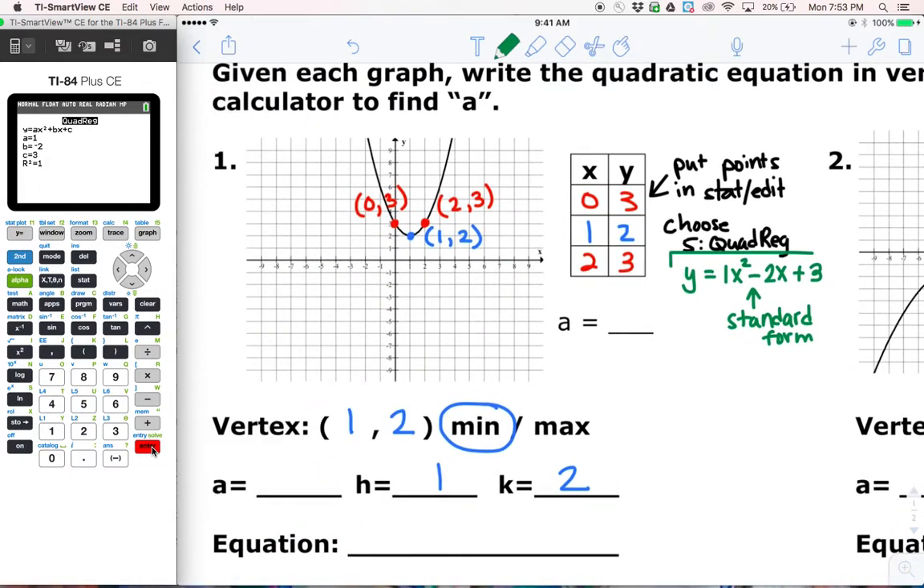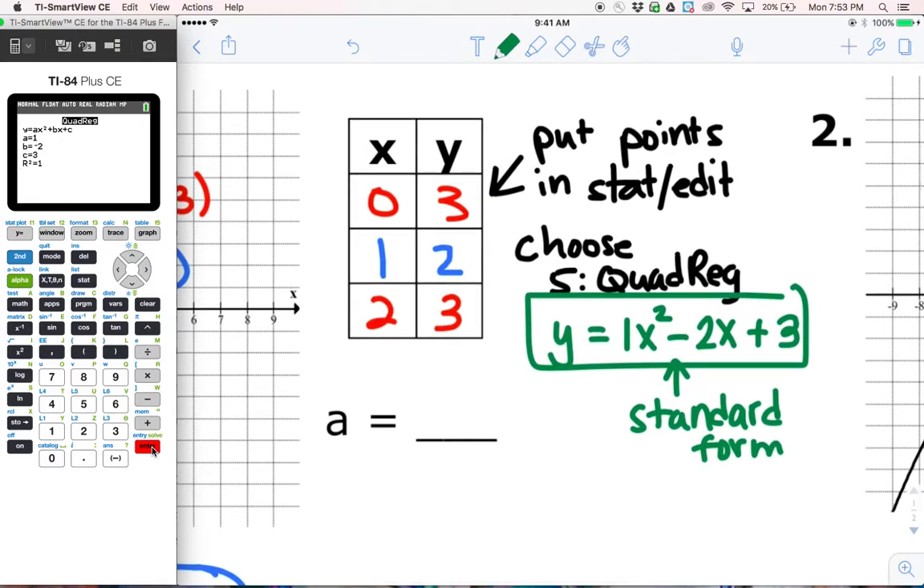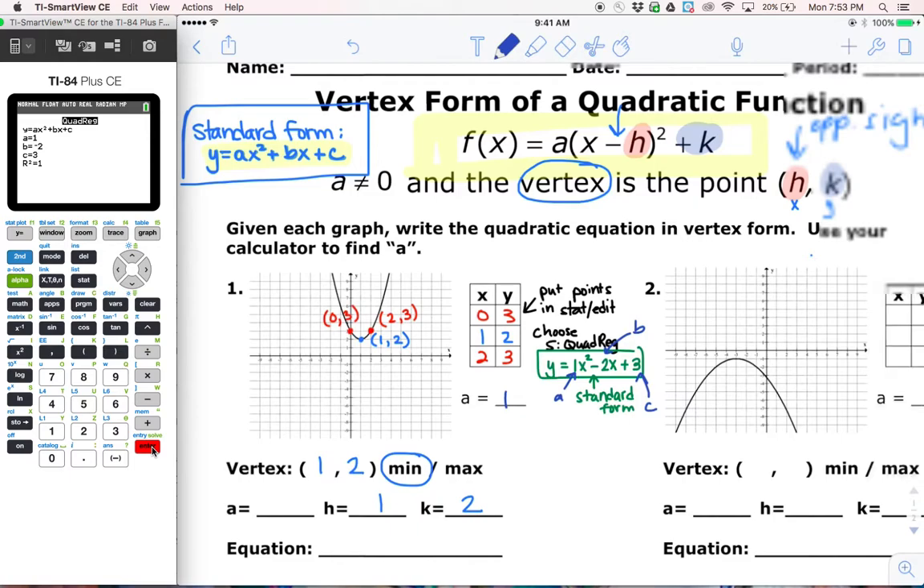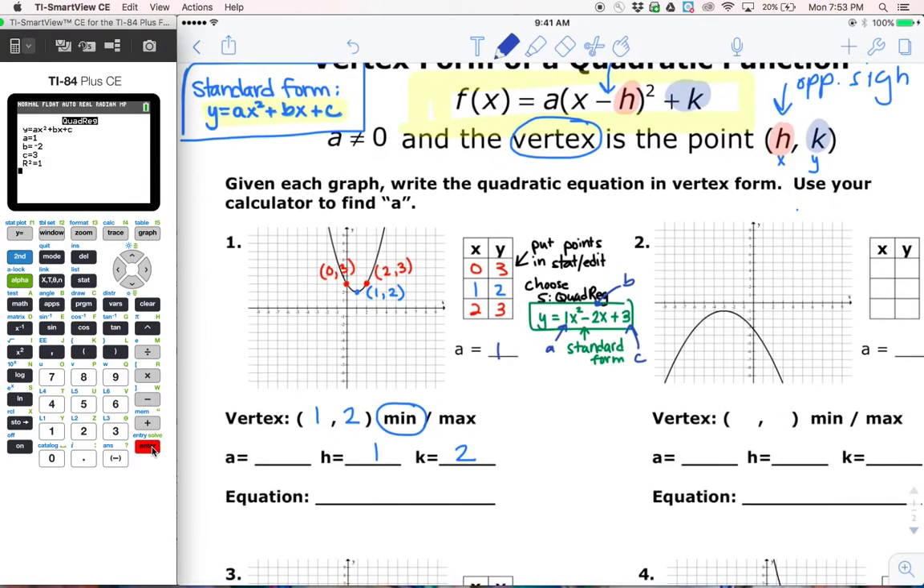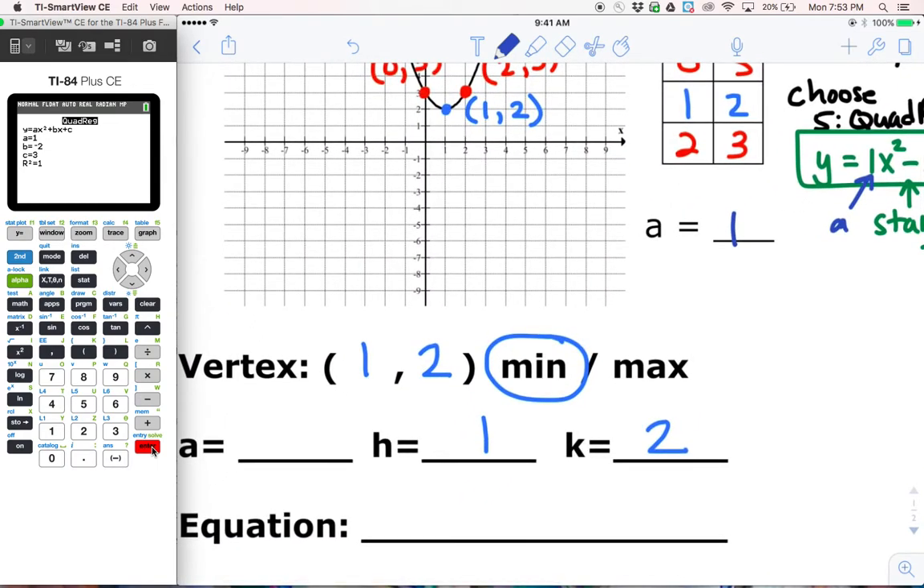Whatever we end up writing for our equation, they'll be equivalent, just written in different forms. But what our calculator does give us is the a value. So a must be 1, because don't forget, this is A, this is B, and this is C. And for our vertex form, we need A, right? A is in both, right, guys? I have A here and I have A here. But in standard form, I've got B and C, and in vertex form, I've got H and K. So A is the only letter represented in both. So my calculator helped me figure out that A is 1.